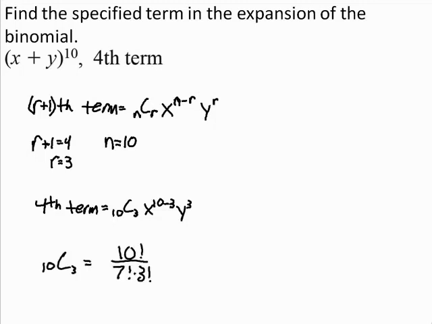10C3 is equal to 10 factorial divided by 7 factorial times 3 factorial, which equals 120. The fourth term in the expansion of this binomial is 120 times x raised to the 7th power times y raised to the 3rd power.